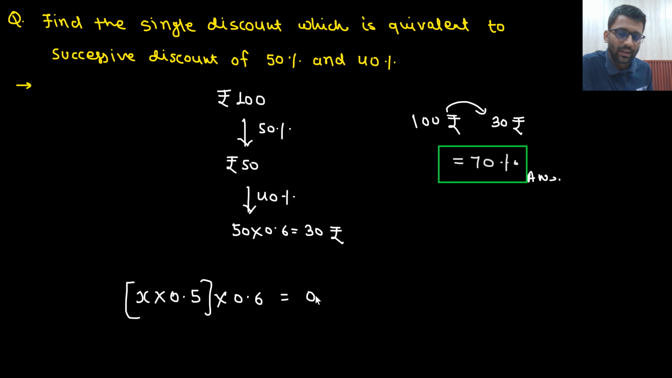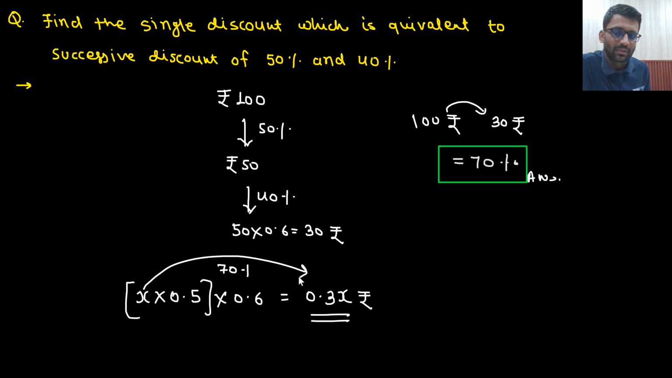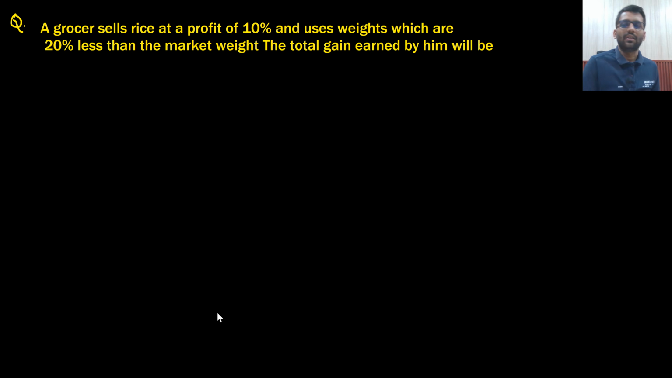That means you are getting 0.3x rupees. So how much discount have you given? From X to 0.3x, 70% discount. How much discount? 70%. Well and good. Let's move to the next question.